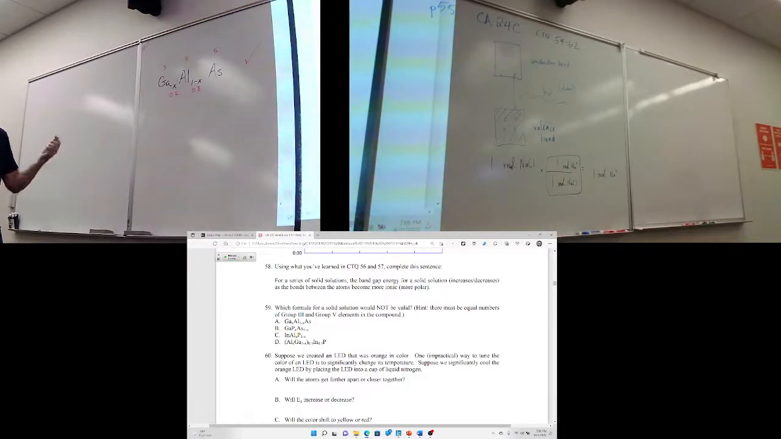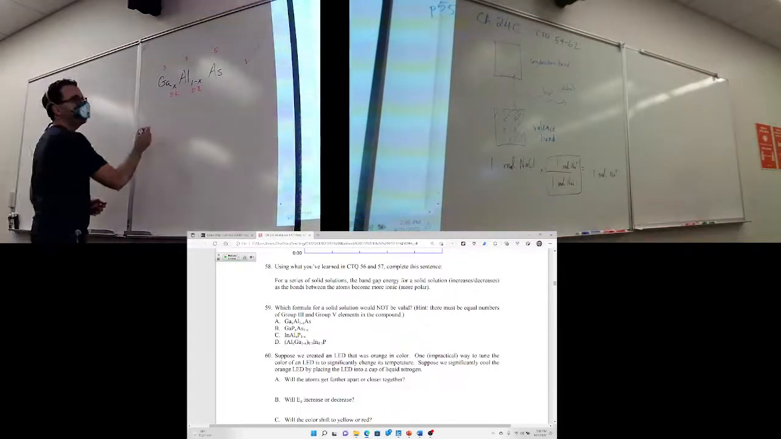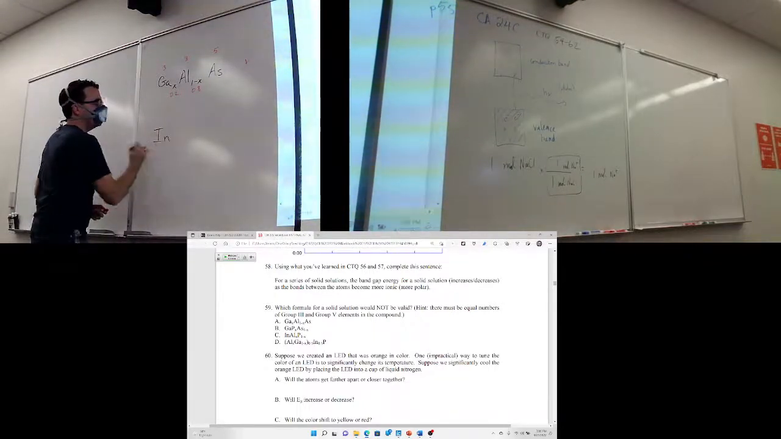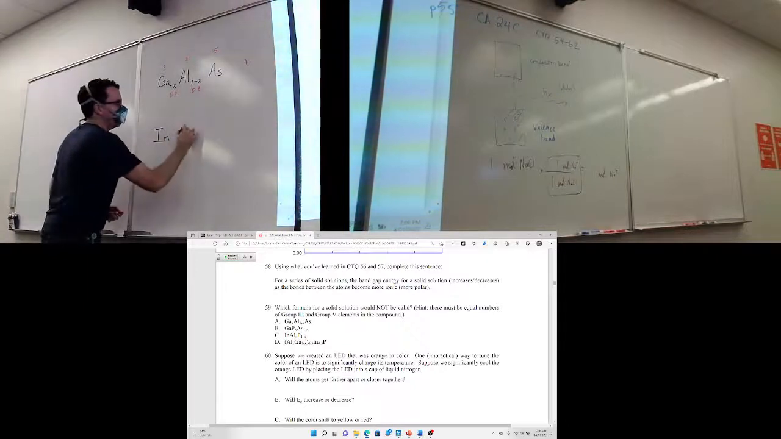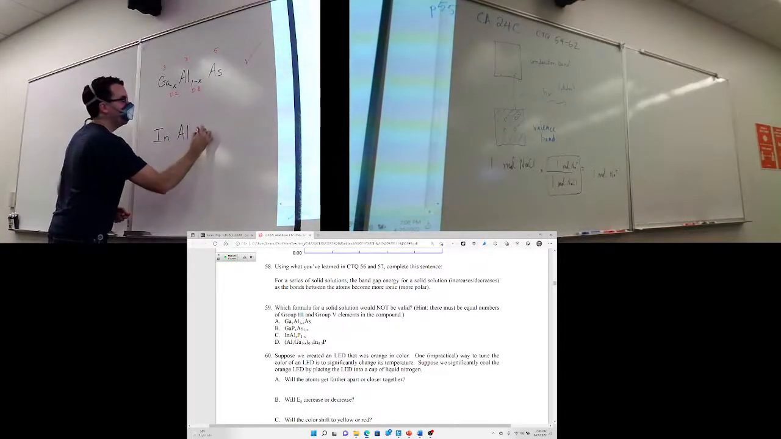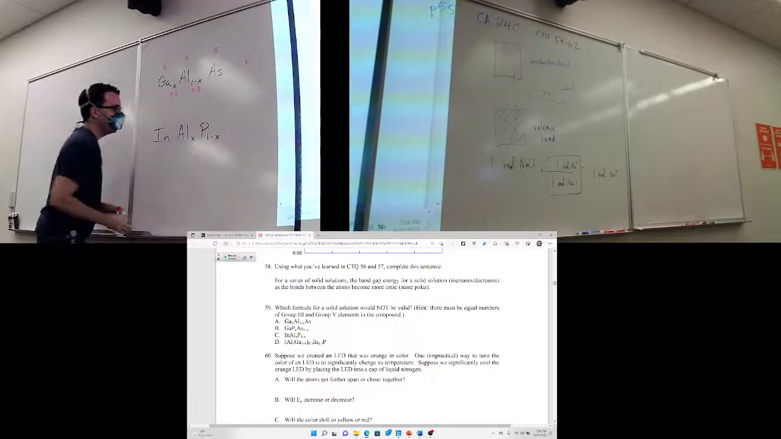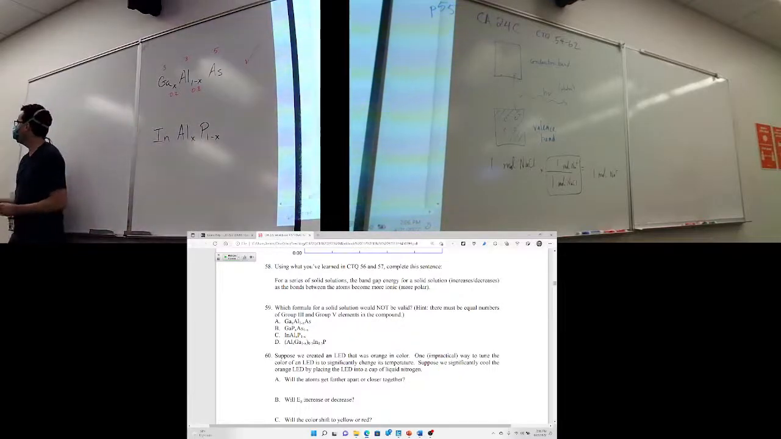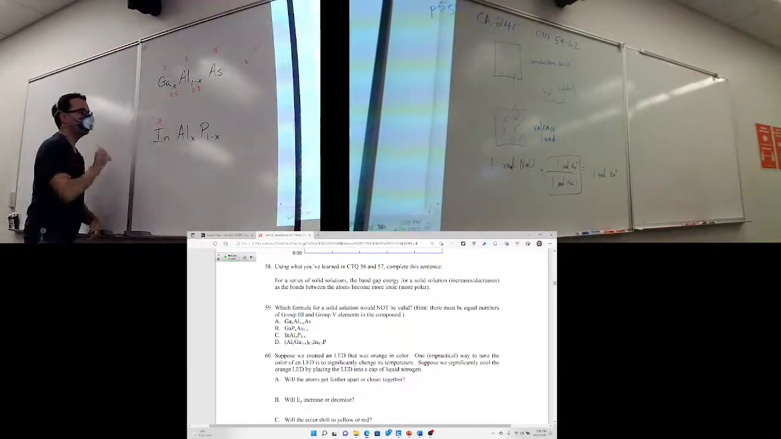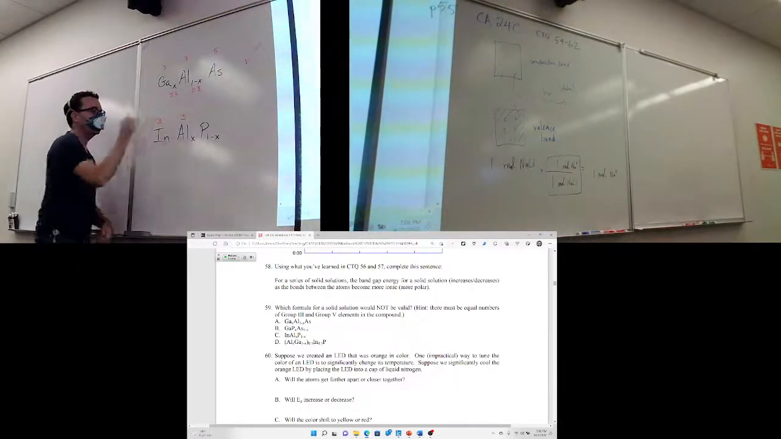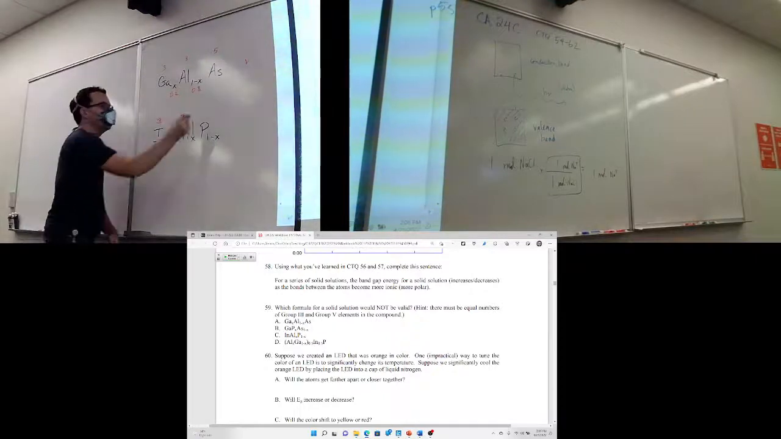Gallium, that's the one we kind of solved in the work. You're keeping 1 gallium, and then you're varying phosphorus and arsenic. They're both group 5. So B works as well. But let's do C. Indium, aluminum, and phosphorus. So indium, probably never worked with it ever. I haven't, but it's group 3. 3 valence electrons. Aluminum is also group 3, and phosphorus is group 5.